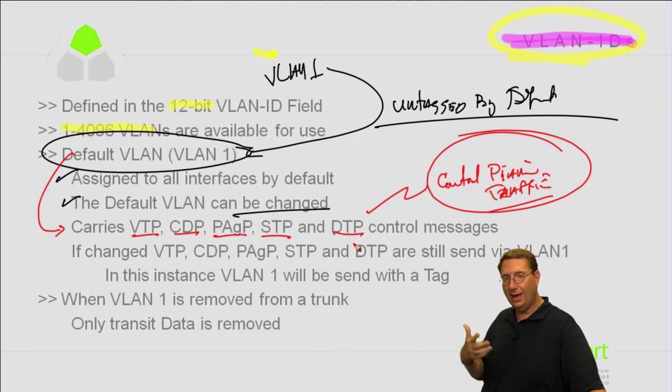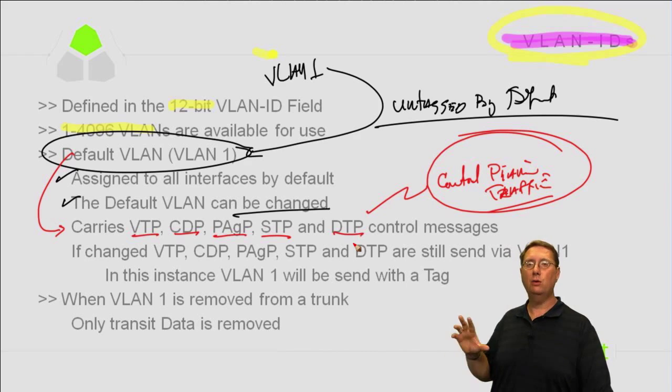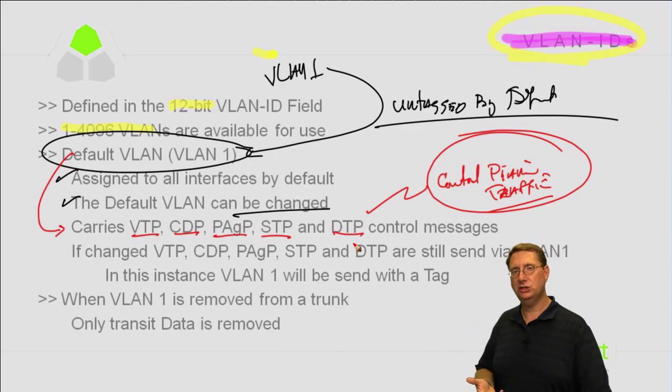familiar with. And like I said in the introduction of this course, we're going to cover everything from the basics all the way up. So yes, there will be detailed explanation as to what each of these protocols are and what they do for us. They will be discussed in their individual sections. But it's important to understand that these control plane mechanisms, these control messages, are going to be in VLAN 1.